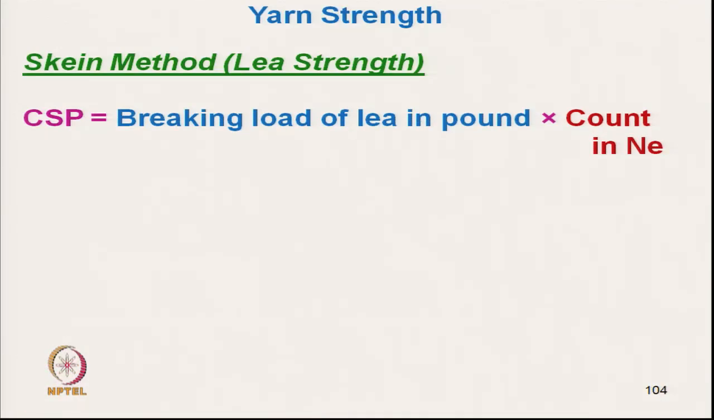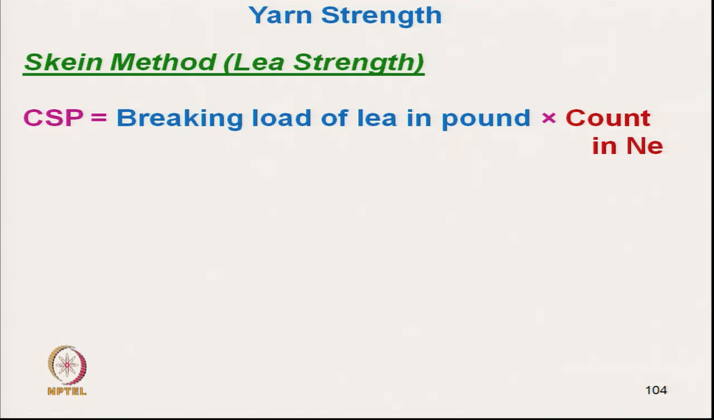Here the term CSP comes. CSP is nothing but count strength product. Now, why is it product? Why is it not a division, count strength division? Why not something else? Basically, the breaking load here is expressed in terms of pound. One should be very careful.